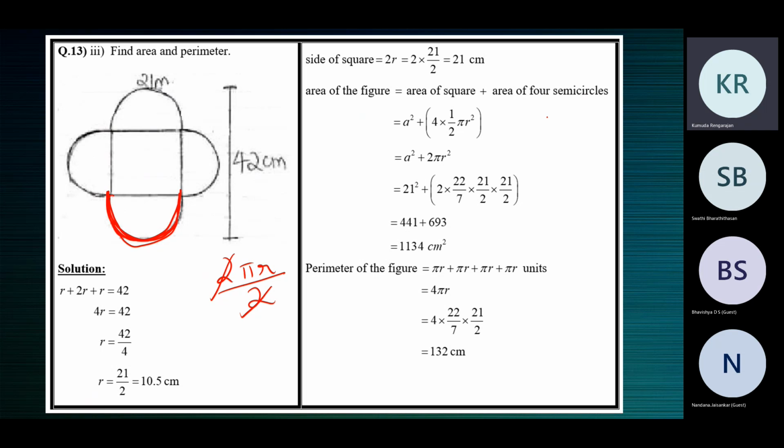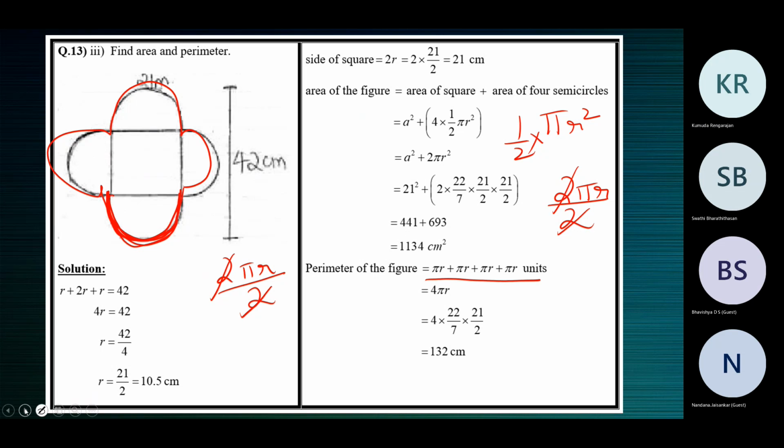When it is area, children, area is pi r square. So area of a semicircle is half of pi r square. The length of the circle is 2 pi r, so the length of a semicircle will be 2 pi r by 2, which is pi r. So pi r plus pi r plus pi r plus pi r, that's the perimeter of the figure.